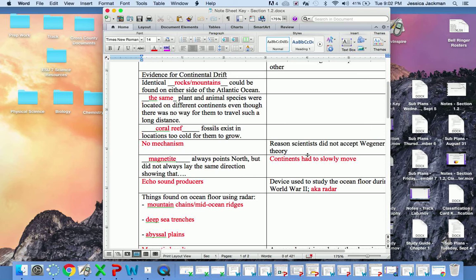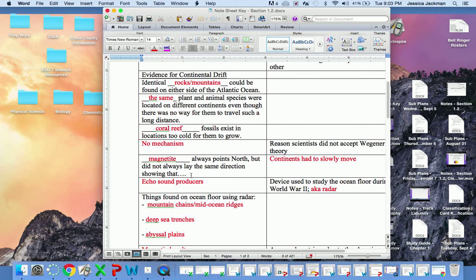So he didn't really have an explanation or any proof for it, which you can see why that would be so hard to believe. Like, hey, these giant continents move around the earth. I don't know how, but they do. You're like, good idea, not. Okay. So there's no mechanism for it.